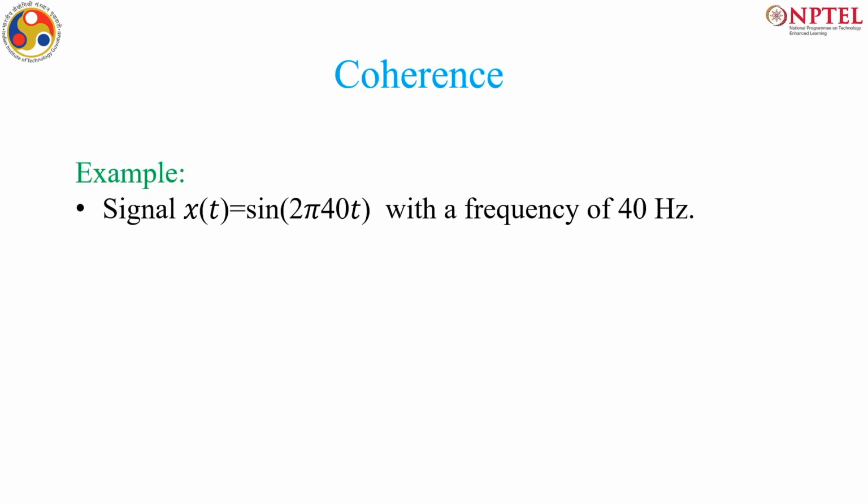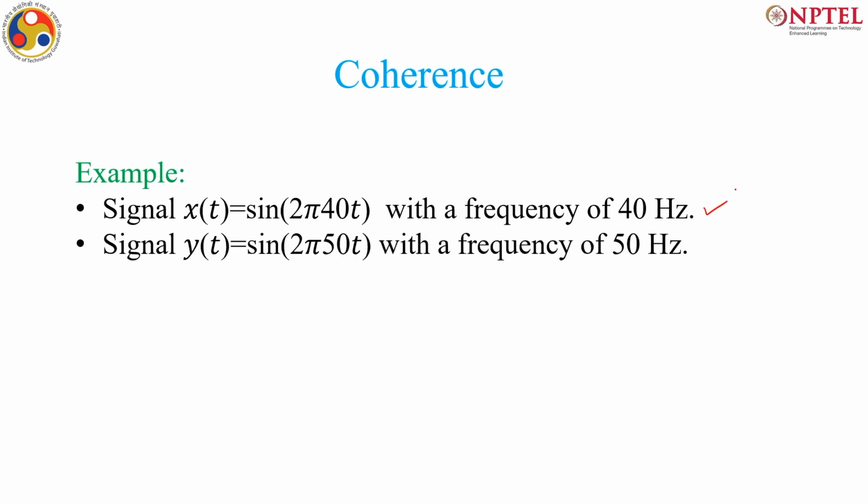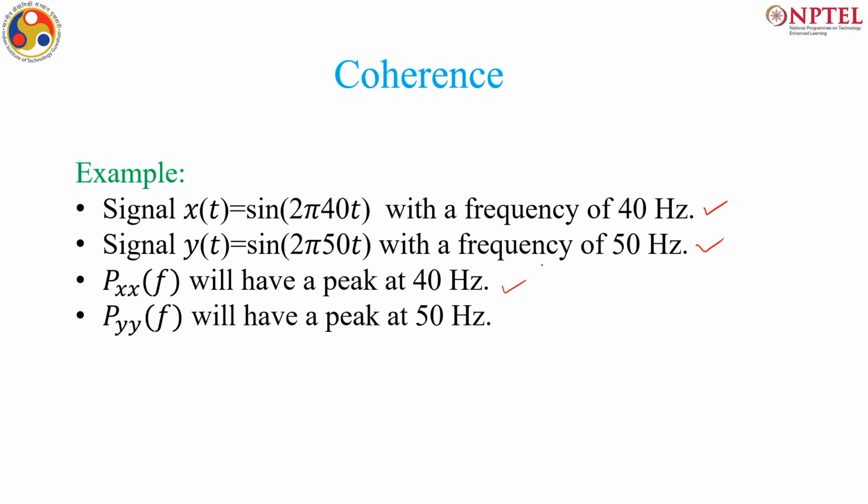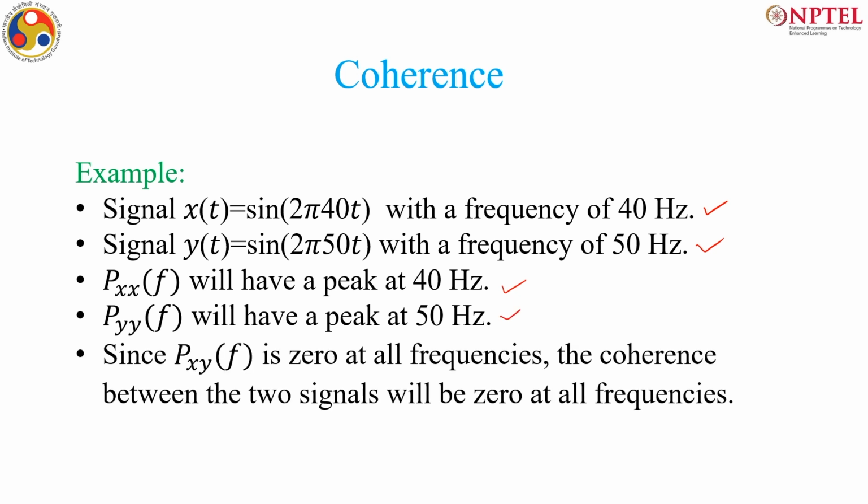If we have a sine of frequency 40 hertz and another sine of frequency 50 hertz, and we see the power spectral density, Pxx(f) will have a peak at 40 and Pyy(f) will have a peak at 50. But if we see the cross power spectral density, no frequency components are common, so the coherence will be 0. This is an indication of how my common frequencies are linearly related to each other.